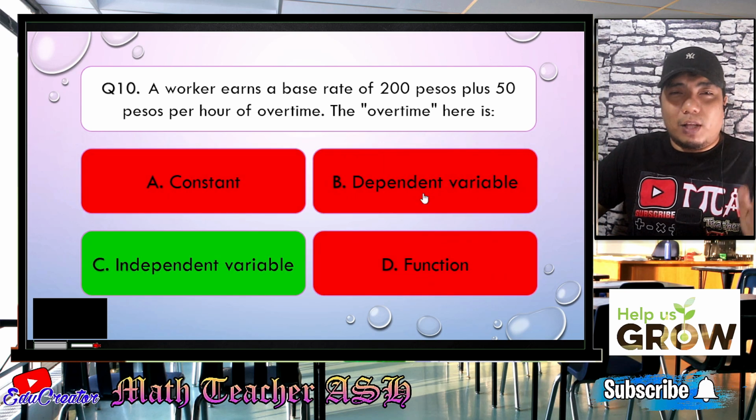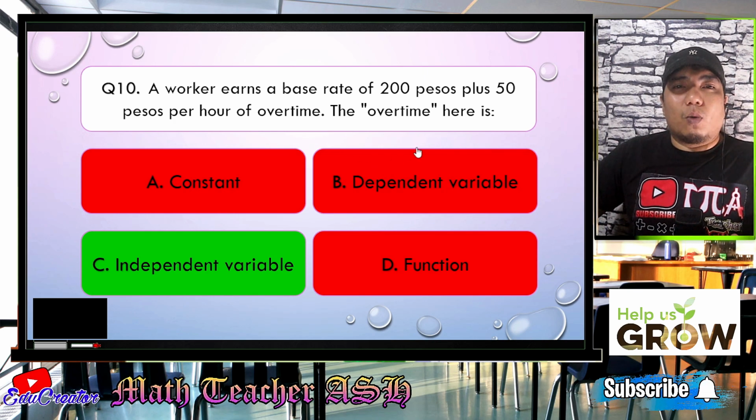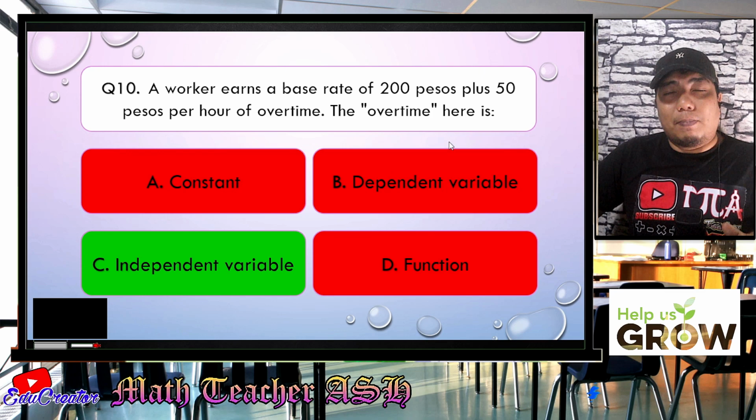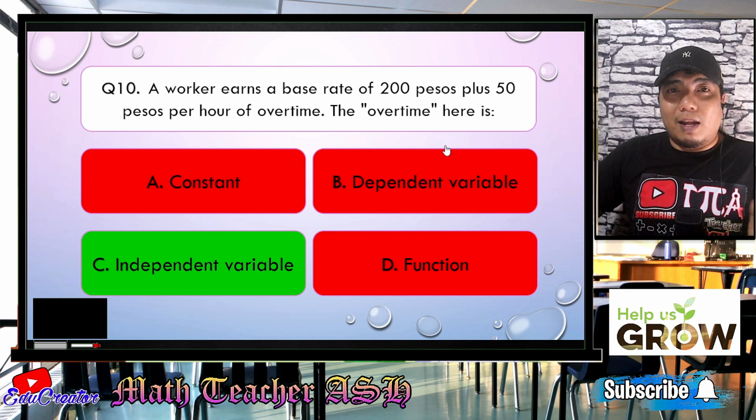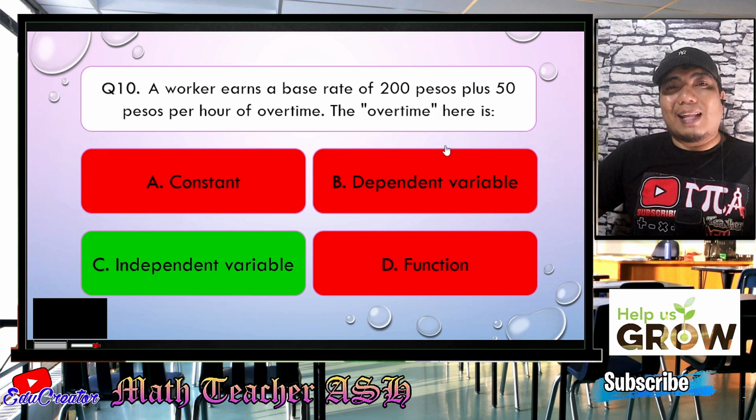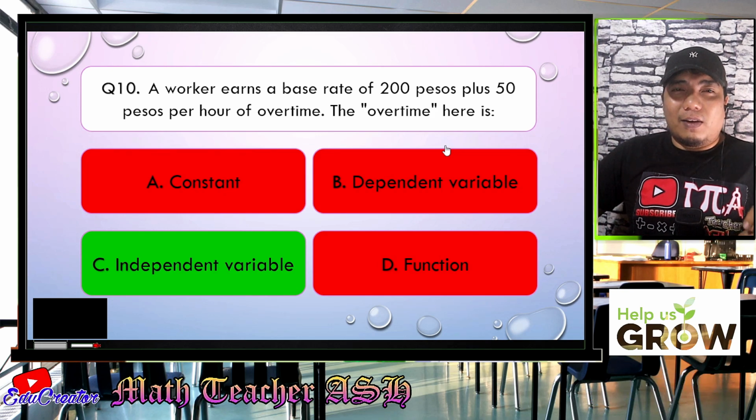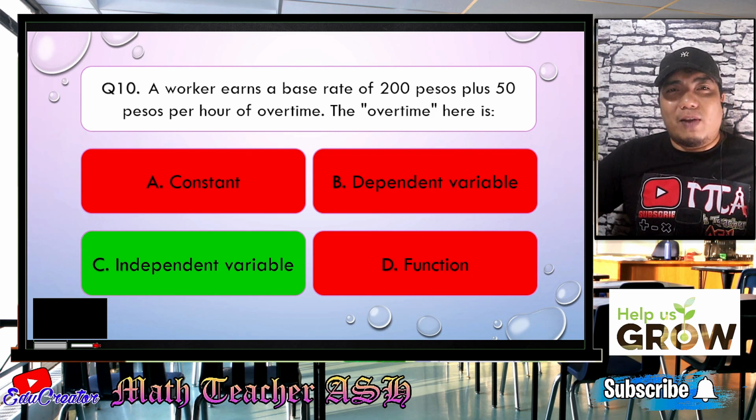Now, if we wanted to make this a function, then that would be f of x is equal to 50x plus 200, where 200 is the constant for his rate, and the 50 pesos depends on the number of x hours he will be working. So the x there is the overtime, and that x is what we call the independent variable. Easy, right? Very easy, my dear math learners.